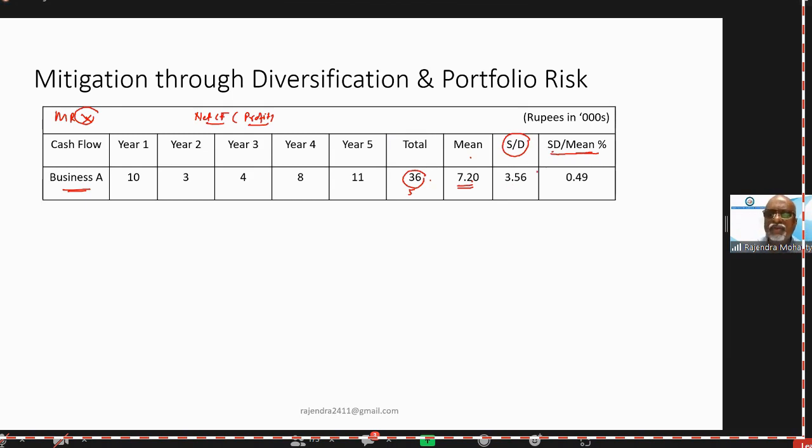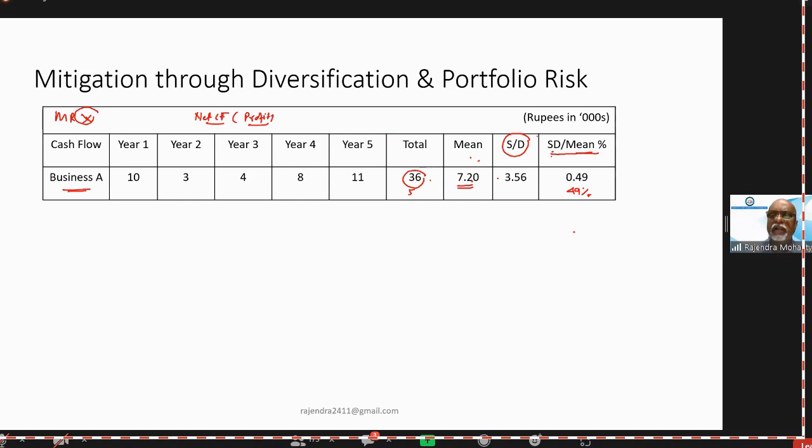So your question will come like this, up to this standard deviation they will give. Now the risk factor in this business will be calculated by standard deviation divided by mean into 100. So I can say that this is 49% risky. 0.49 means 49%. If you have understood this, then we will see how diversification of portfolio or business will reduce the risk. Is it clear? Any question?